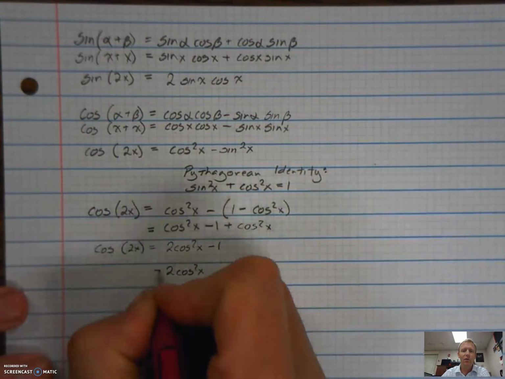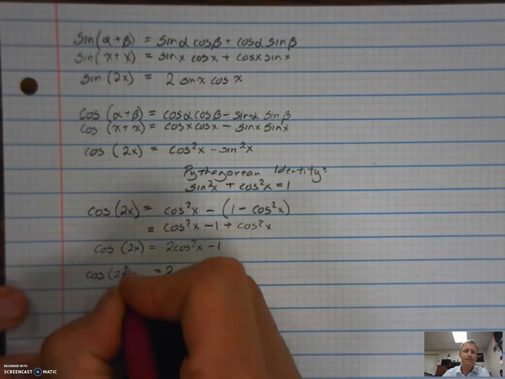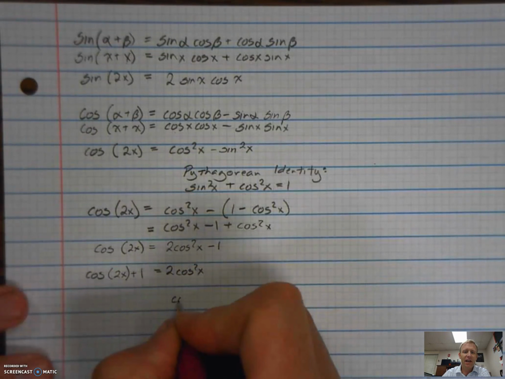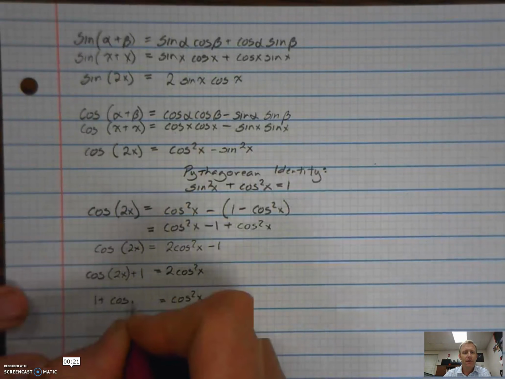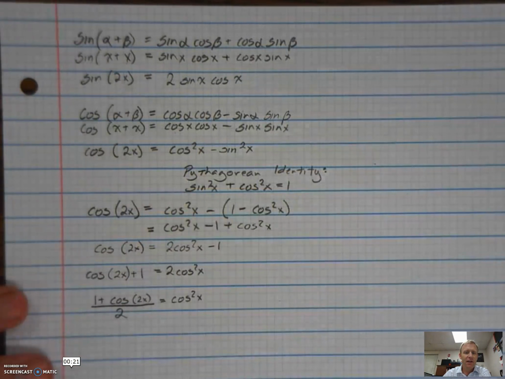So now it's time to rearrange. Pretty easy algebra here. We're just solving for this cosine squared. We're actually getting to our power reducing formula for cosine. So there you go, pretty easily. All we had to do was add 1 to both sides, divide by 2. So now if you have cosine squared and maybe you don't need that, you want to reduce the power.